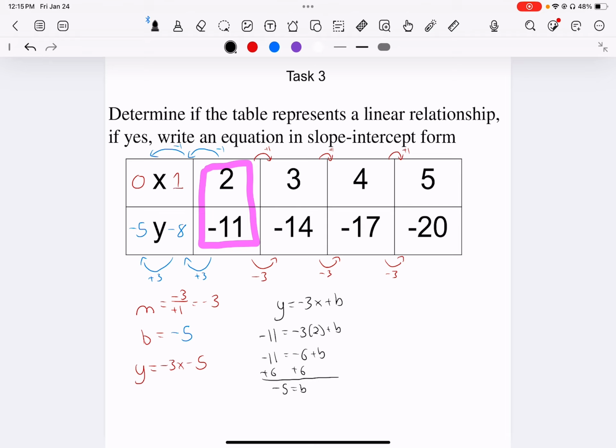And a third way I could do this problem is I could write my equation in point-slope form. I'm going to use the same point, so I have y plus 11 equals negative 3 times x minus 2. When I distribute, I have y plus 11 equals negative 3x plus 6. And when I subtract 11, I have y equals negative 3x minus 5. So 3 different ways, all leading me to the same answer.